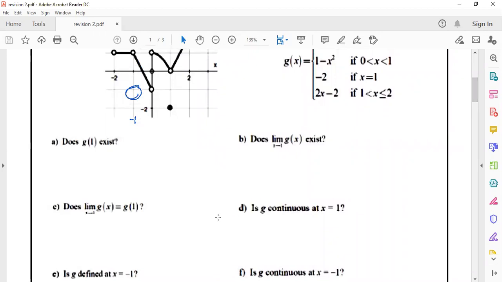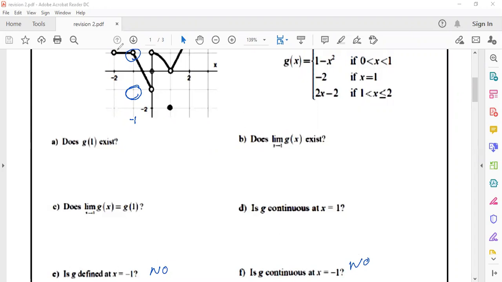Is g continuous at x equal -1? I think it's so clear from the graph. At x equal -1, the function has only a hole. As you see here, look with me, it has only a hole. So in this case, we write it is not continuous. We write here no. And for is the function defined at 1, at -1, no. Okay, I think it's clear now.